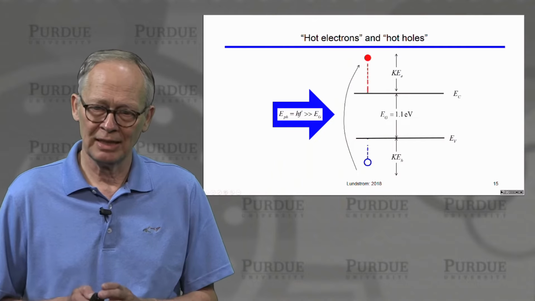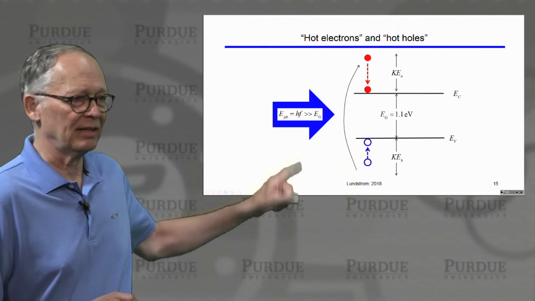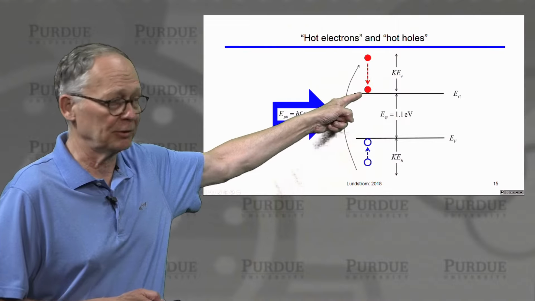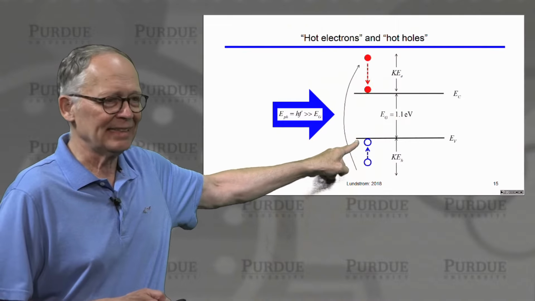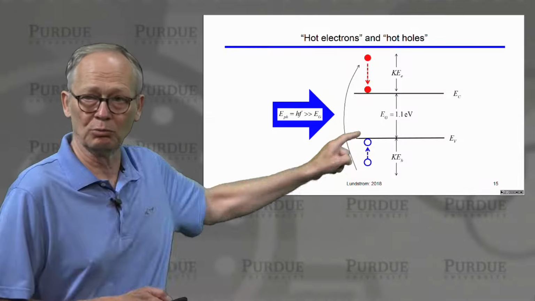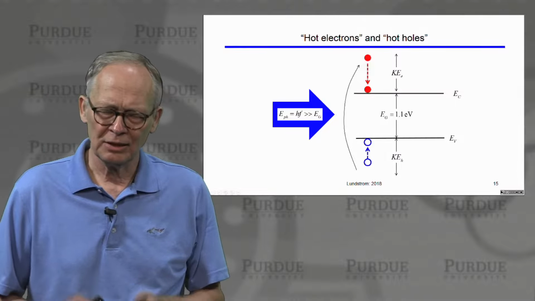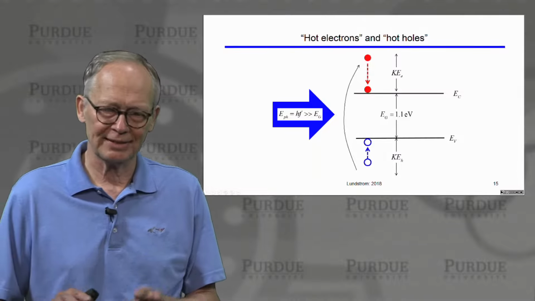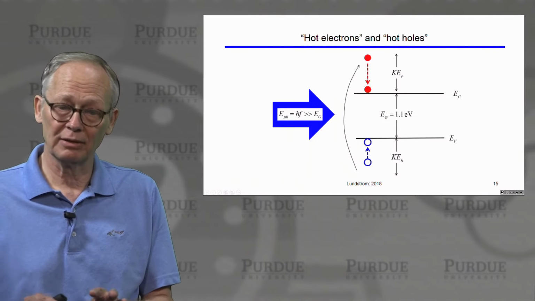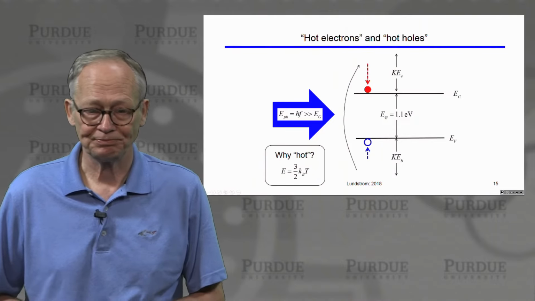So what happens? Well, very quickly, within femtoseconds, the electron will lose its energy and drop down to the bottom of the conduction band. Then it can't drop any further. What will happen in the valence band is that electrons will drop down and fill up the hole, so the hole will move up, and within a few femtoseconds, it will be near the top of the valence band. So we will assume in this course that the carriers are always near the bottom of the conduction band for electrons or near the top of the valence band for holes. And that'll be a good assumption.